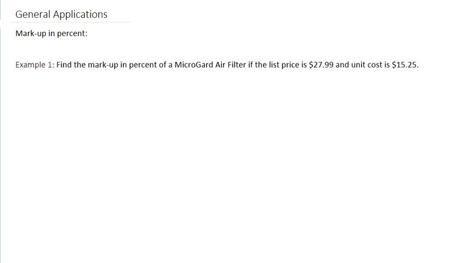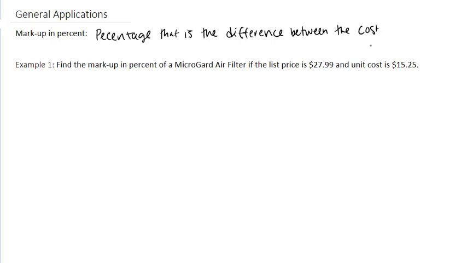General applications. Markup in percent. Markup in percent is the percentage that is the difference between the cost of the item and the selling price of the item.